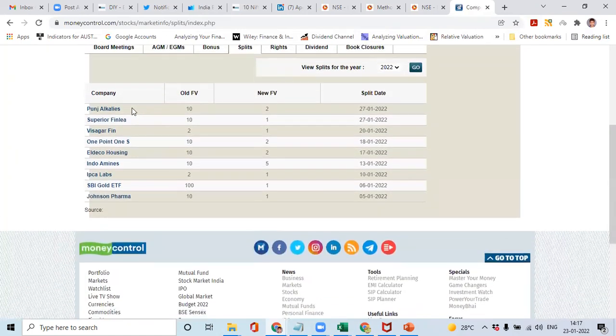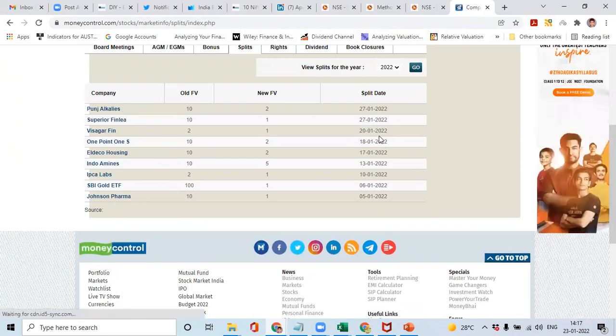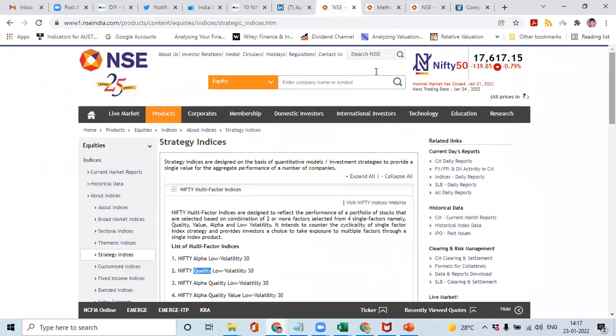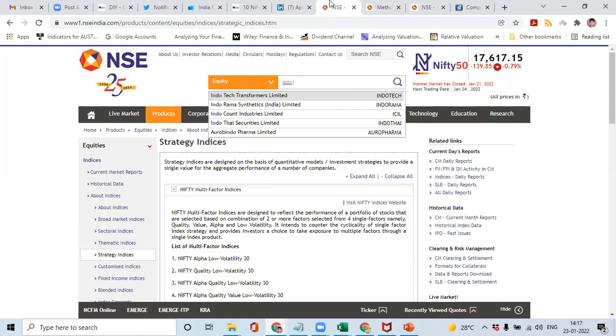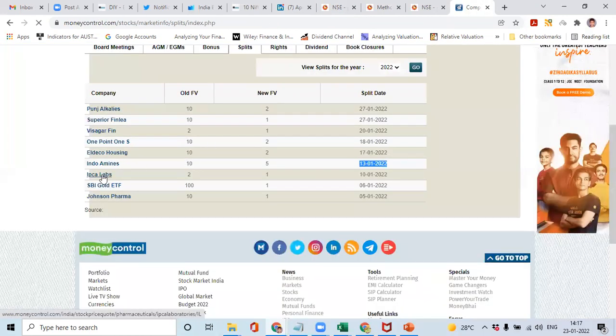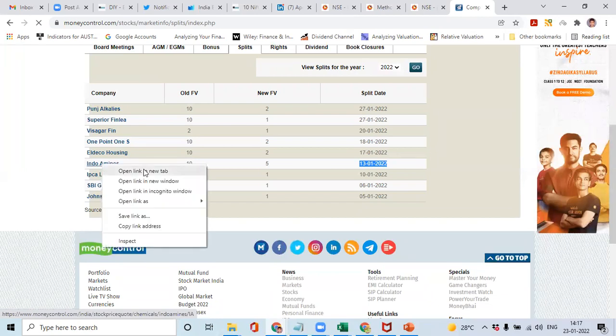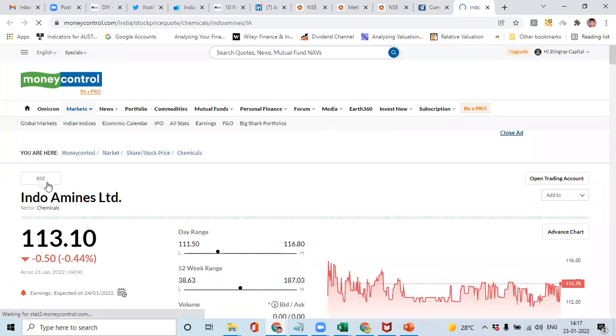Yeah, so Punj Alkalis, these are the splits. IPCA is a good company, and Indo Amines. What is Indo Amines? Is it listed in NSE? No, it's a BSE listed company, so it won't be there in our database. Just BSE alone, so it won't be there. So we don't need to worry.